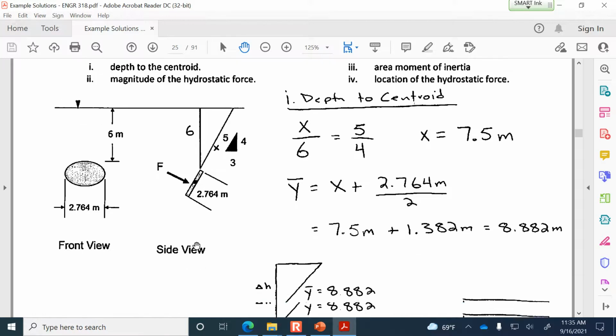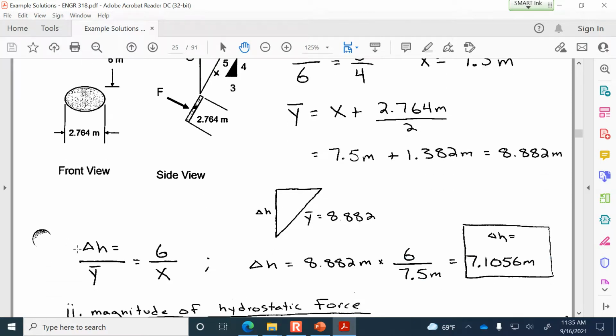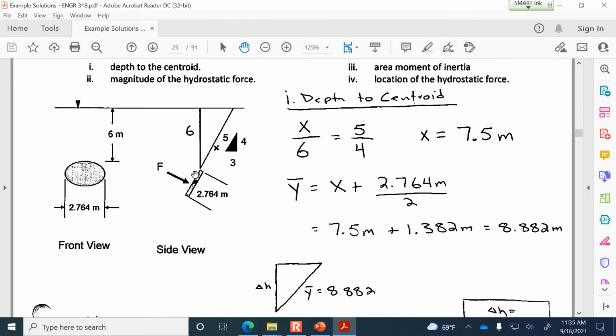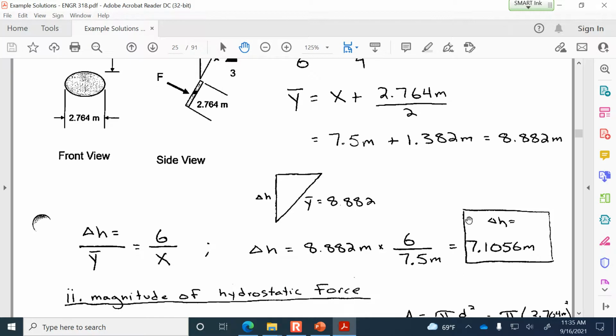So once I've got y bar defined as 8.882, I want to find delta h. That's like saying hypotenuse and vertical component. So the ratio of delta h to y bar is the same ratio as 6 to x, the vertical component to the hypotenuse I'd found previously. So it turns out that delta h is 7.1056 meters.